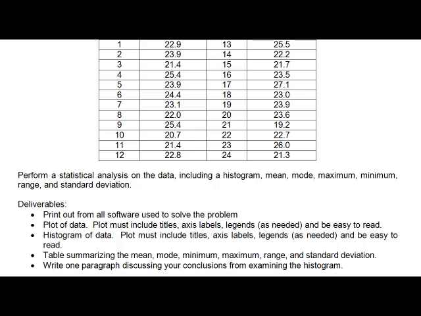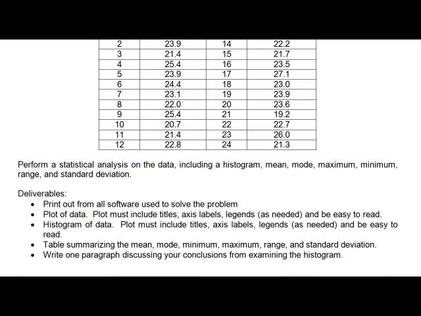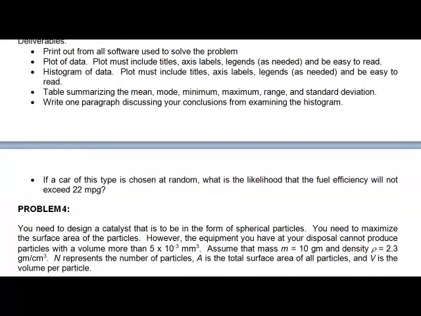The challenging part of this is to write a paragraph discussing your conclusions from examining the histogram. And what we're looking for is, well, is this data consistent? Can we say that they all get about the same mileage? Or is there a great deal of variation? That type of thing. So use your engineering skills that you've been developing in other classes.